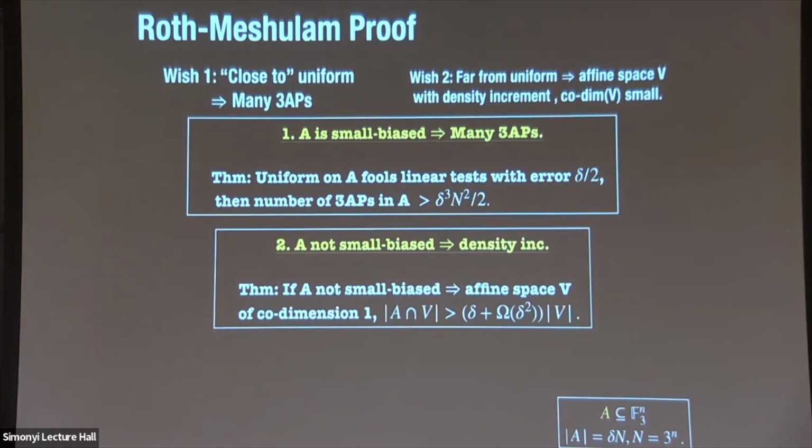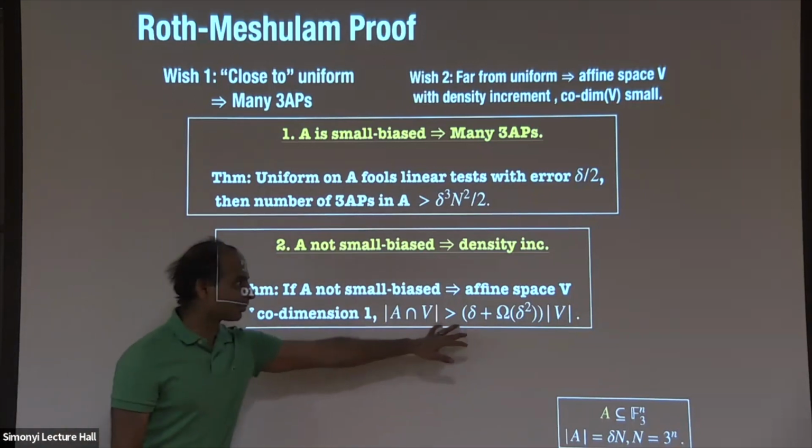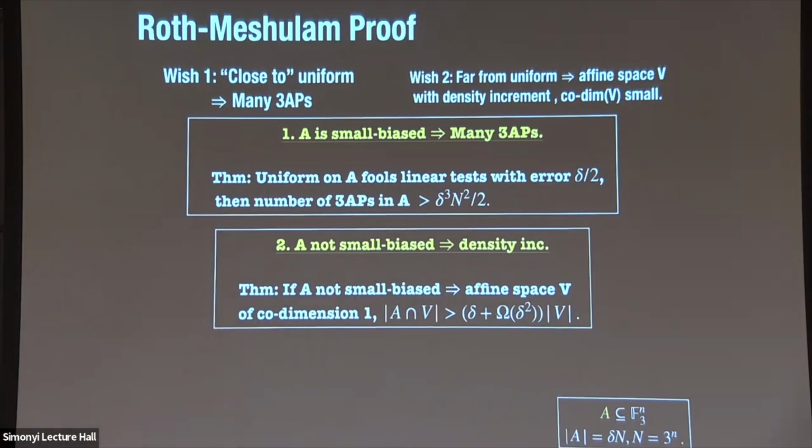And then the other part of the argument, the win-win, the second part of the win, is actually almost tautologically true here. Because if I say that it's not small bias, that means there's a linear test which is distinguishing you from uniform. And that gives you an affine space immediately of codimension, in fact, 1. So you place a constraint according to the linear test which distinguishes you from uniform, and that gives you a density increment. You have a very large subspace, codimension 1, but the density increment is tiny. The density increment you get is you go from the density delta that you started out with to delta plus delta squared. Okay, so that's some improvement.